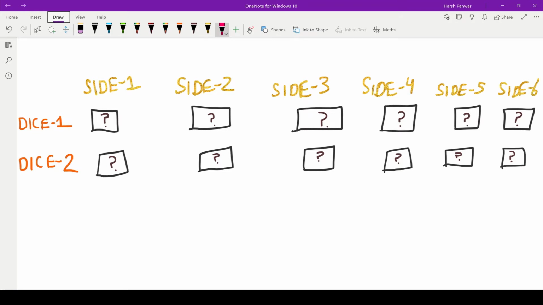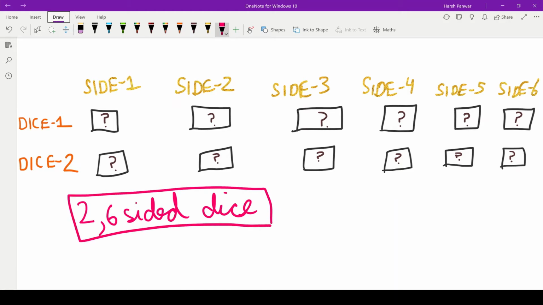I have another interesting problem today, so let's see what the problem statement says. The question says, how can you represent days of a month using two six-sided dice? You have two dice and both of them are six-sided. We all know a dice is six-sided, right?